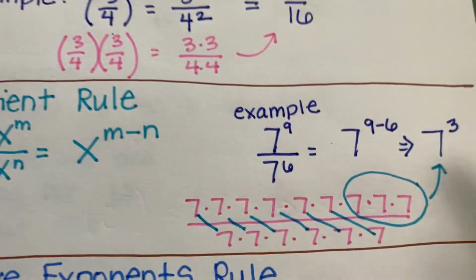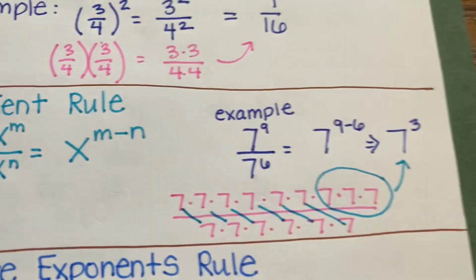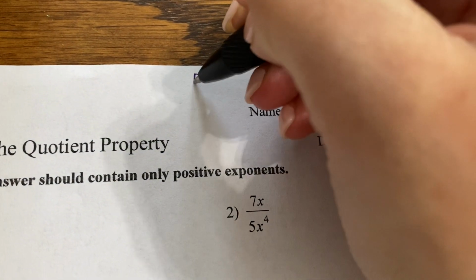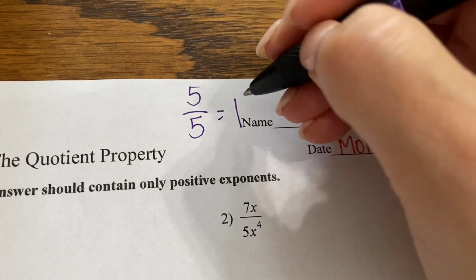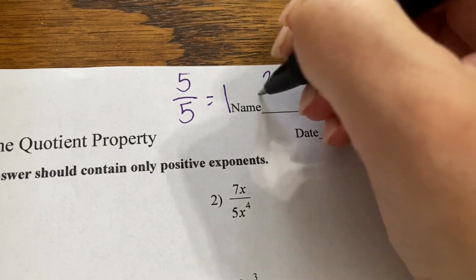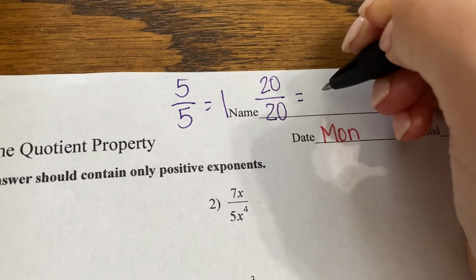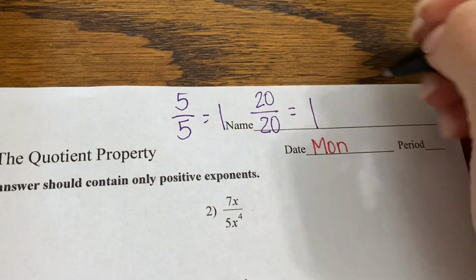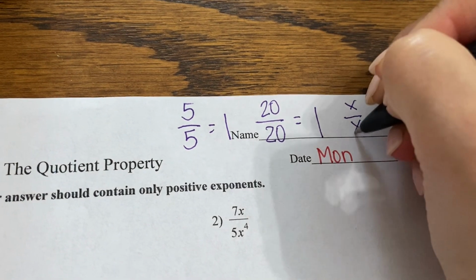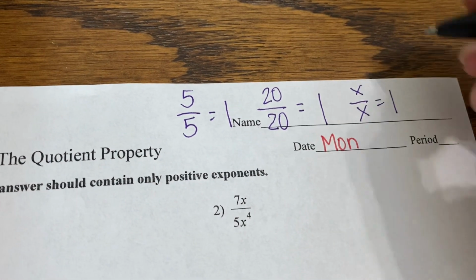So when you have a fraction, anytime you have a fraction, let's go to my paper over here. If I have a 5 over 5, that's the same as a 1. If I had a 20 over a 20, that's the same as a 1. Correct? If I had X over X, that's the same as a 1.